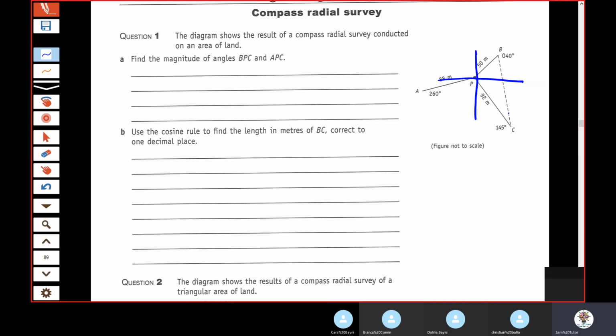So there's your compass bearings from P all the way to this line here. The angle here is 40 degrees, from north to the line C, or the road C, it is at an angle of 145 degrees. We understand that? So if I ask you now to find this angle in here, BPC, how would you work that out?